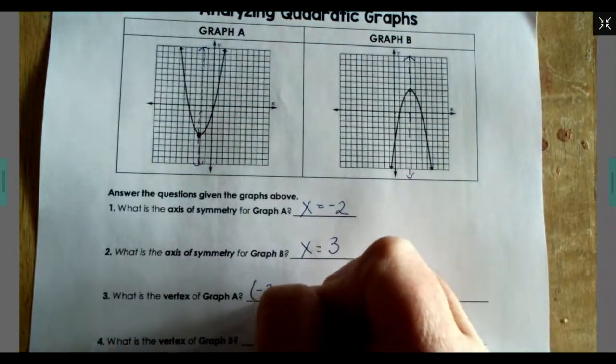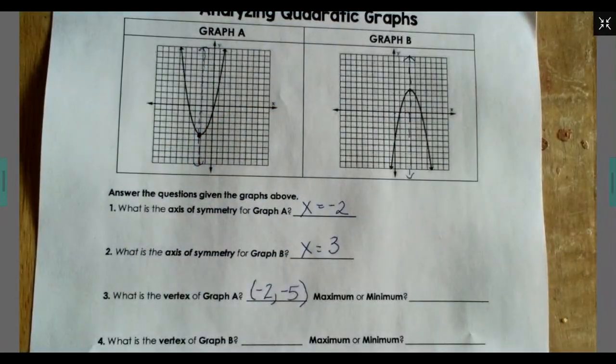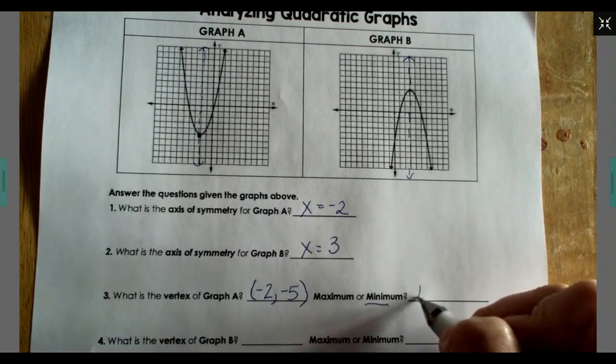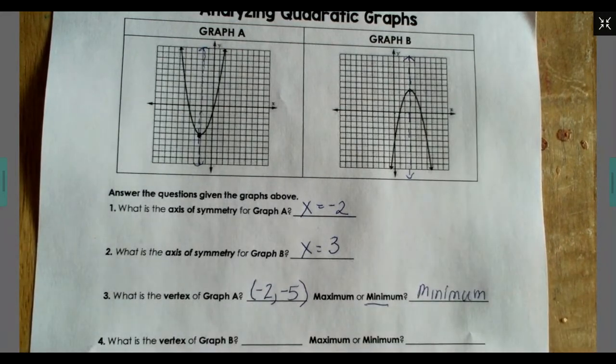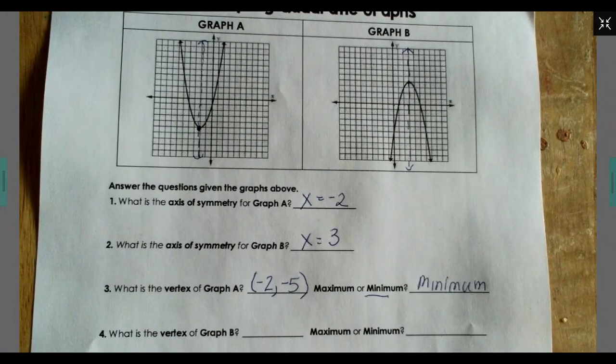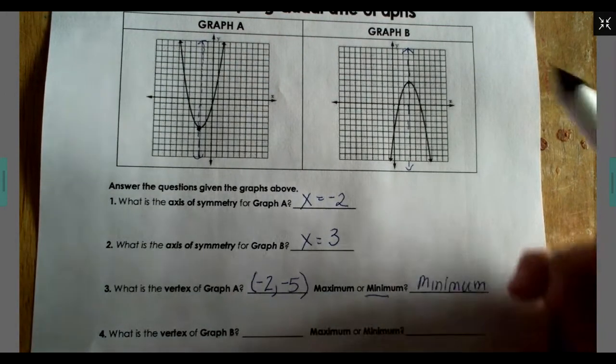So it's (-2, -5) is your vertex. And is that a maximum or a minimum? Since it is the lowest point on the graph, it's going to be your minimum.